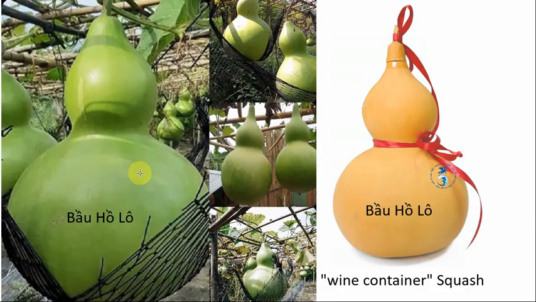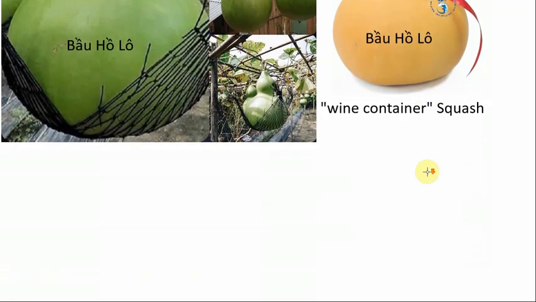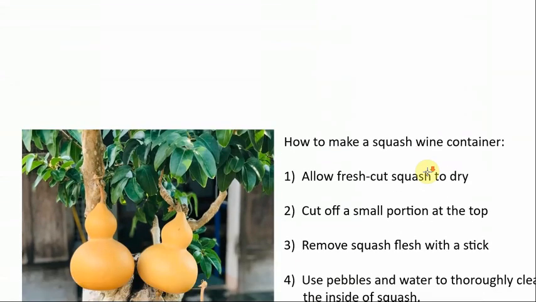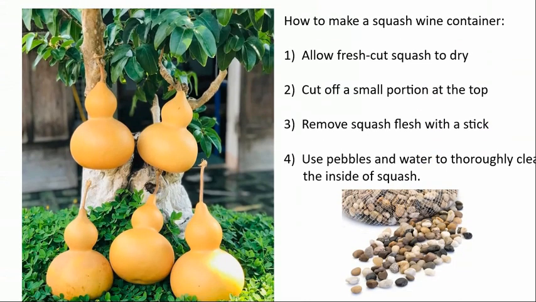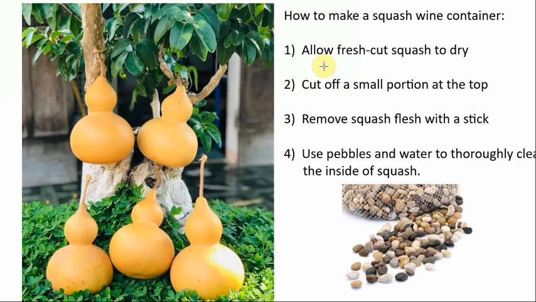And then here's the picture of the birdhouse squash or bo ho lo that is still on the vine. And then people would use it and make a wine container out of it that looks like this. And so the process of turning the birdhouse squash into a wine container, what people would do is they would allow a fresh cut squash to dry like this for several days.